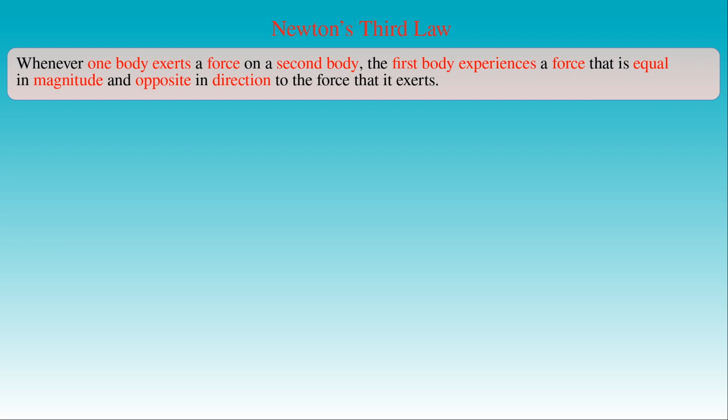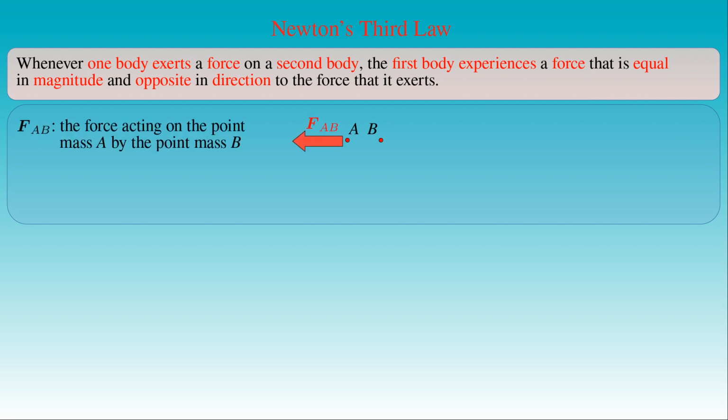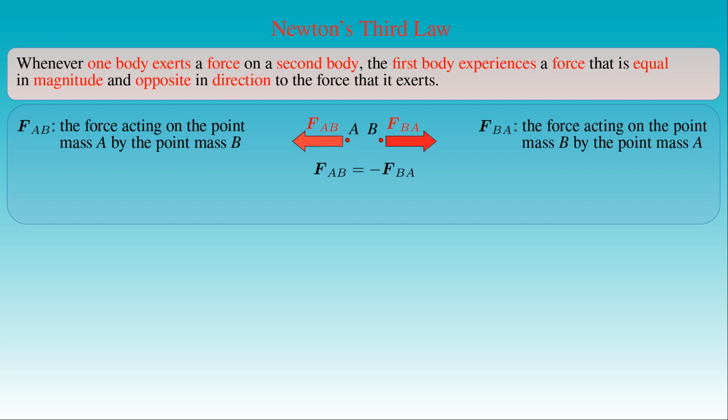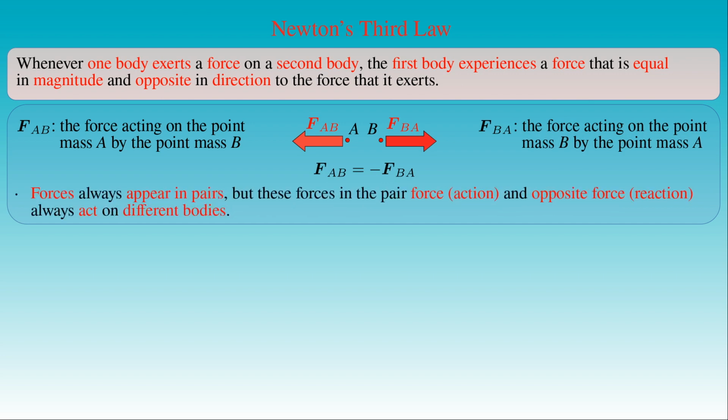By applying the point mass model for the bodies A and B acting on each other, we can say the following. If a body B exerts a force F_AB on body A, then A simultaneously exerts a force F_BA on B, or in mathematical form, F_AB is equal to minus F_BA. According to this law, forces always appear in pairs, but these forces in the pair, called action, and opposite force, called reaction, always act on different bodies.